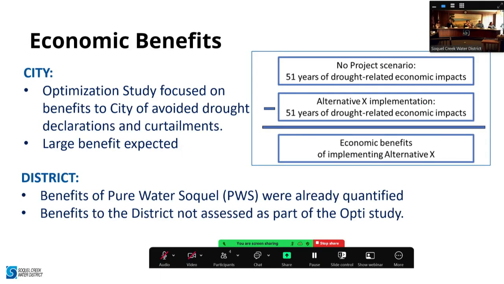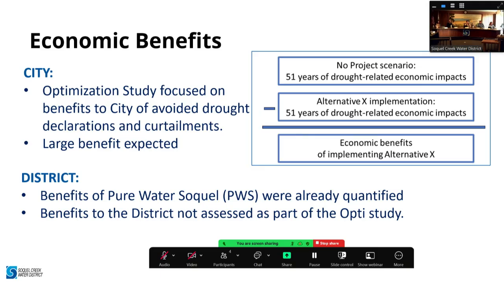The next one is TM 6, which is our financial and economic technical memo. This focused a lot on the costs and the benefits of any of these projects. The benefits, as they were quantified, we did work with Dr. Brent Haddad at UC Santa Cruz, and the benefits were quantified as the benefits of avoiding curtailment in the city. That was any curtailment at stage 3, 4, 5, 6. And there was a large benefit expected from this analysis. This analysis didn't include Pure Water Soquel as already quantified. This was just looking at anything being done additional. Additionally, benefits to the district of any of these alternatives were also not assessed as part of this Opta study.